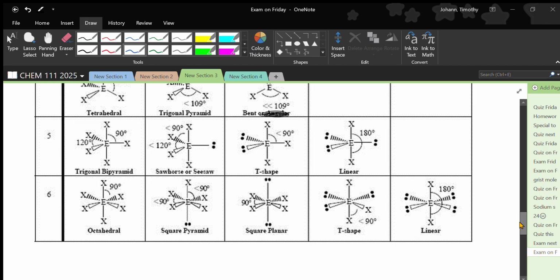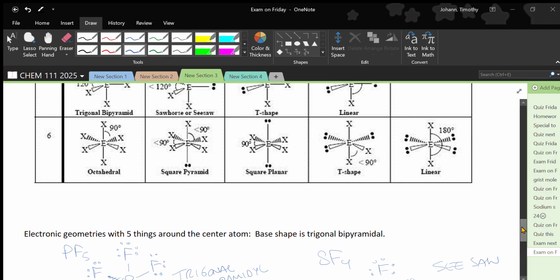We call that bent when we have 2 atoms and there's an angle. So 2 atoms attached to the center atom. Okay, there never is a 90-degree bend. Okay, never. If you get a 90-degree bend, you've made a mistake somewhere. All right. Questions on 5 atom geometries, 5 thing geometries, electronic geometries?